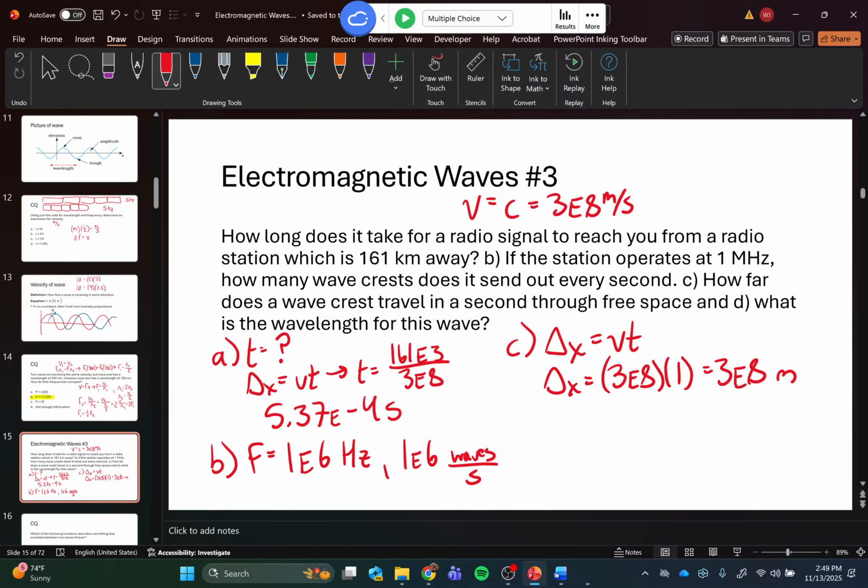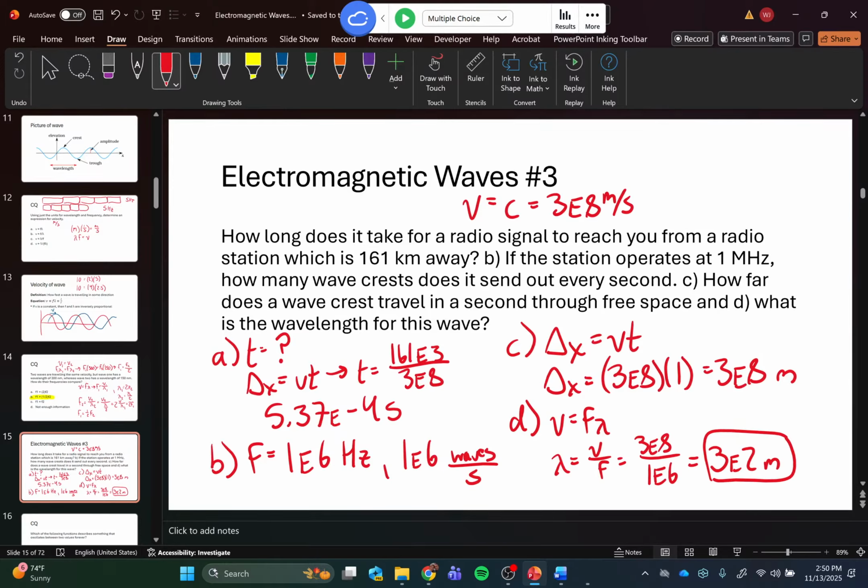The last one is the wavelength. This one actually has some math. Nothing hard. V equals f lambda. Rearrange for lambda. Lambda equals v over f equals 3e8 divided by 1e6. This is something you should be able to do in your head. When you're dividing by scientific, you just subtract them. So 3 divided by 1 is 3. 8 minus 6 is 2.